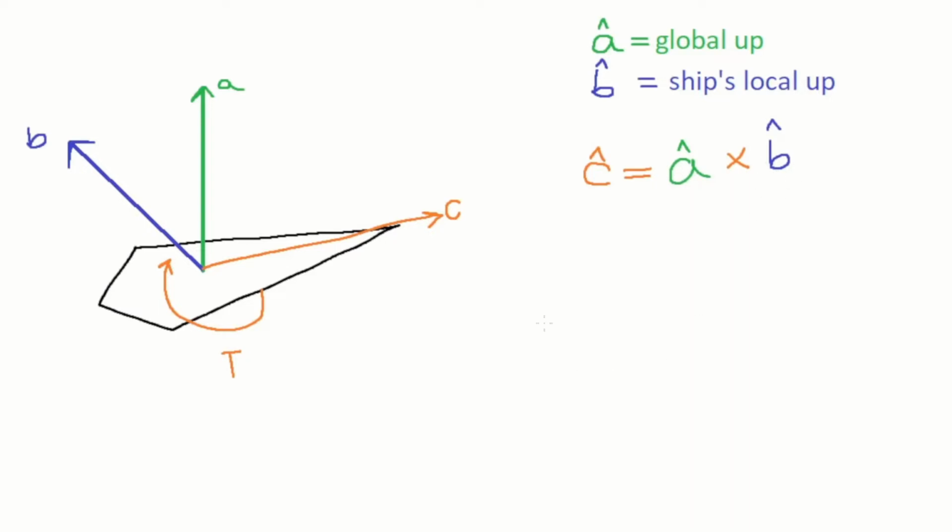And if you're not sure how cross products of vectors work, let me know. Maybe I can make a video about it. But that's how we'll find C. We'll take the cross of A and B, and then we'll apply a torque about that. So our torque vector is going to be some correction speed, we'll call it K, times C.